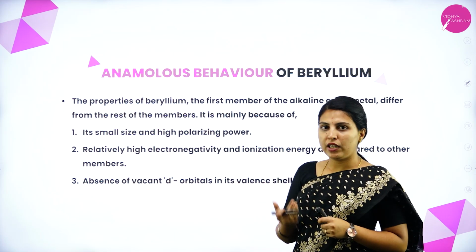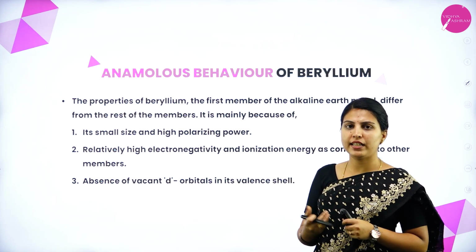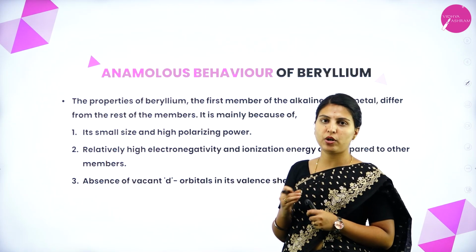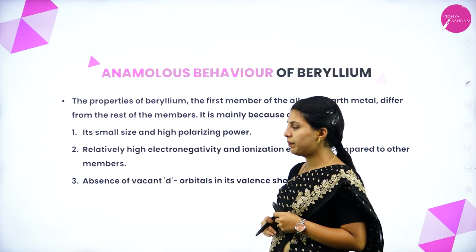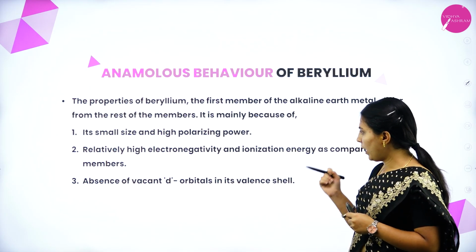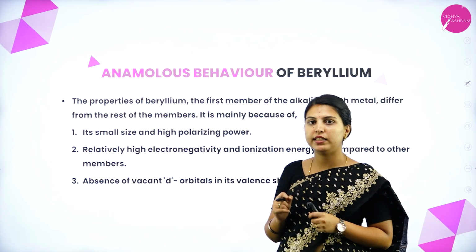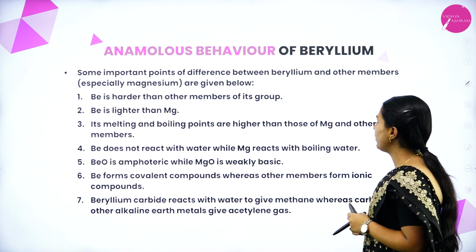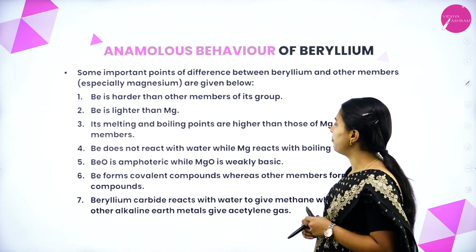Why is beryllium anomalous and not similar to the rest of the alkaline earth metal members? It has a small size because it is the first member of the alkaline earth metals. It has high polarizing power, high electronegativity and ionization energy, and it does not have vacant d orbitals in its shell. Next, some important points of difference between beryllium and other members, especially magnesium, are given below.